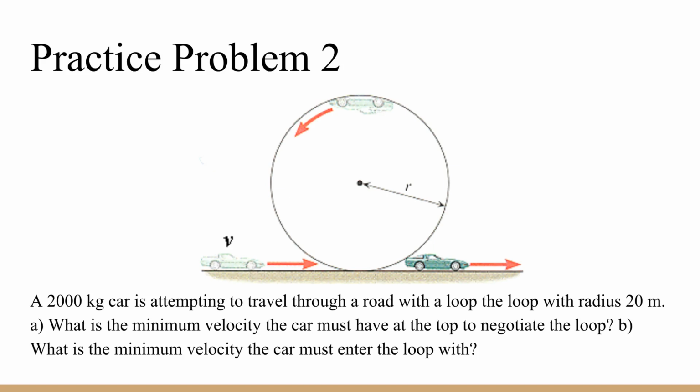So here's our second practice problem. A 2,000 kilogram car is attempting to travel through a road with a loop-the-loop with radius 20 meters. Part A: What is the minimum velocity the car must have at the top to negotiate the loop? And part B: What is the minimum velocity the car must enter the loop with? All right.